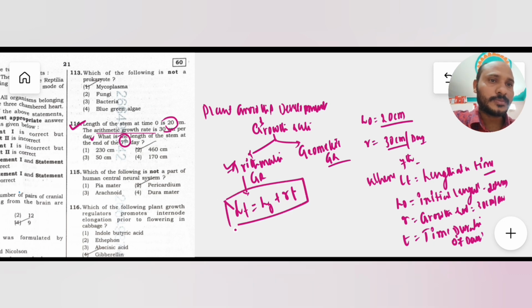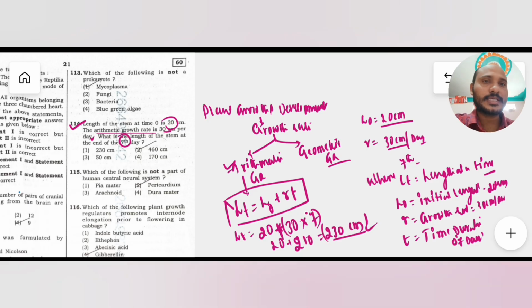So we have to find the length at time t. Lt is equal to L0, which is 20 centimeter, plus R, the growth rate 30 centimeter, into time, which is 7 days. So 20 plus 30 into 7, 7 threes are 21, so 210 plus 20 is 230 centimeter. So the right answer is 230 centimeter, the first option.